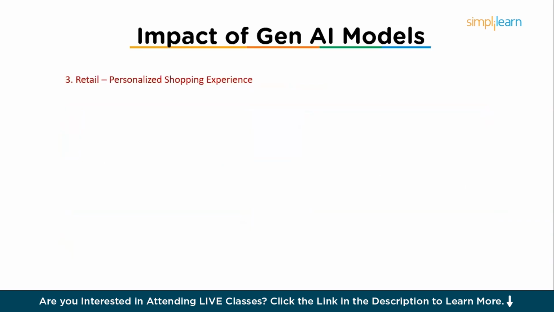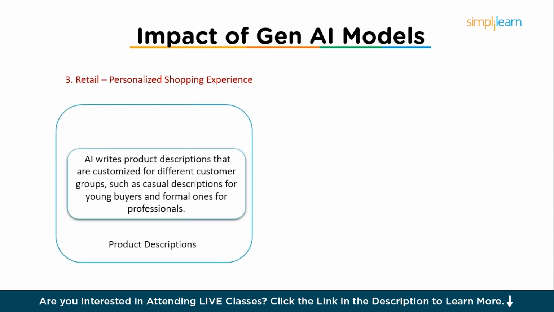So retailers use AI to create personalized shopping experiences for customers. The first one we have is product descriptions. AI writes product descriptions that are customized for different customer groups, such as casual descriptions for young buyers and formal ones for the professionals. For example, a clothing brand uses AI to automatically write descriptions for thousands of products.